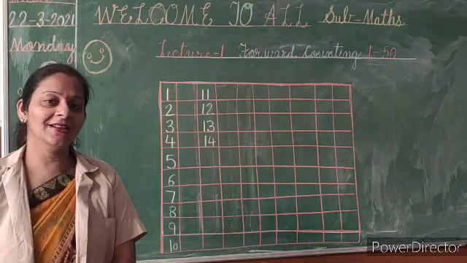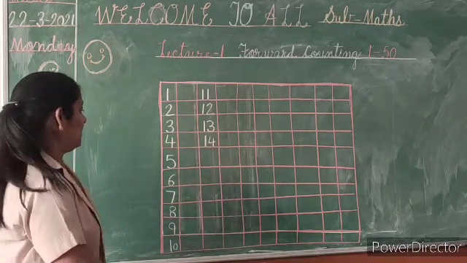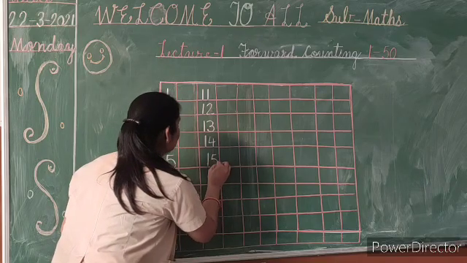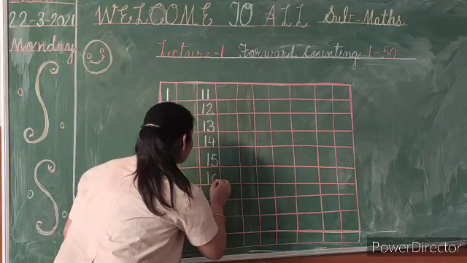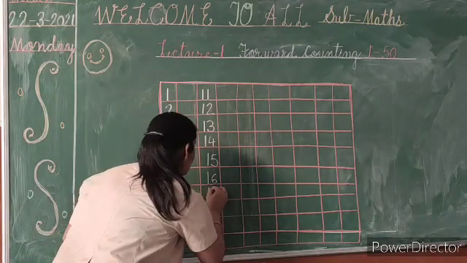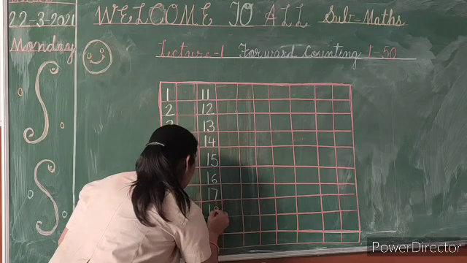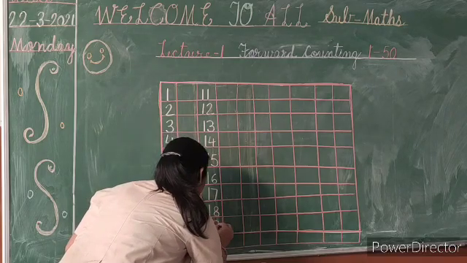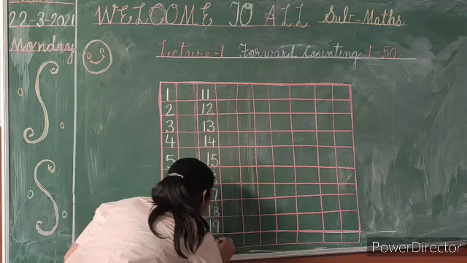No talking in the class. Look at the blackboard properly. Then after 14, 15. Then after 1, 6, 16. Then after what will come? 1, 7, 17. Then 1, 8, 18. Then after 1, 9, 19. Then 2, 0, 20.